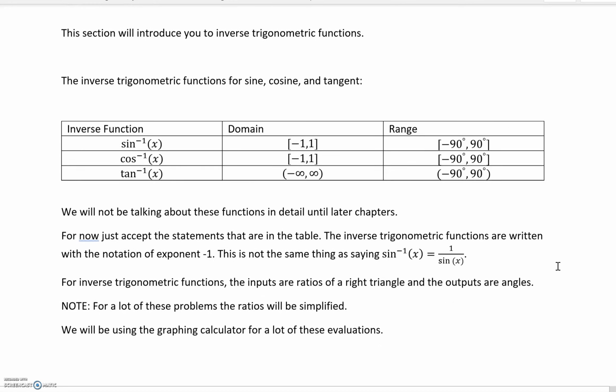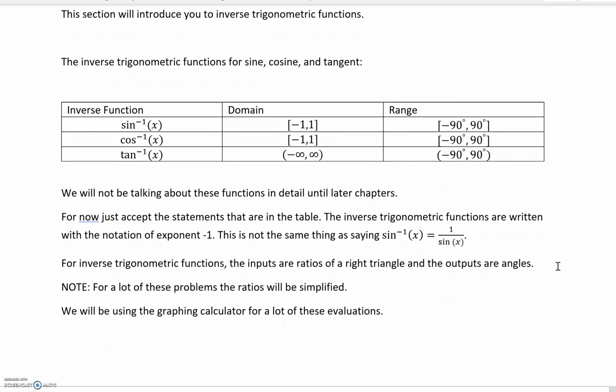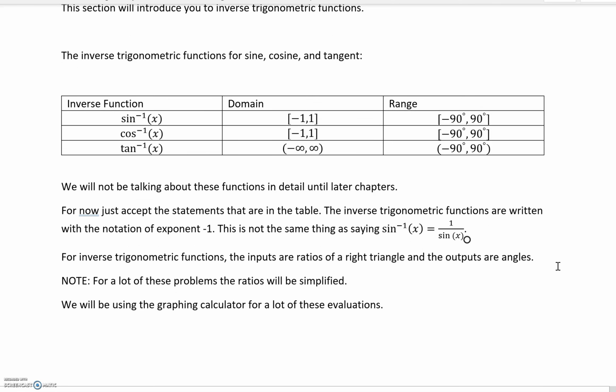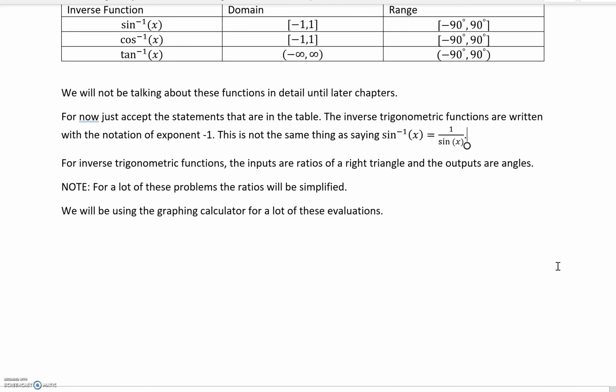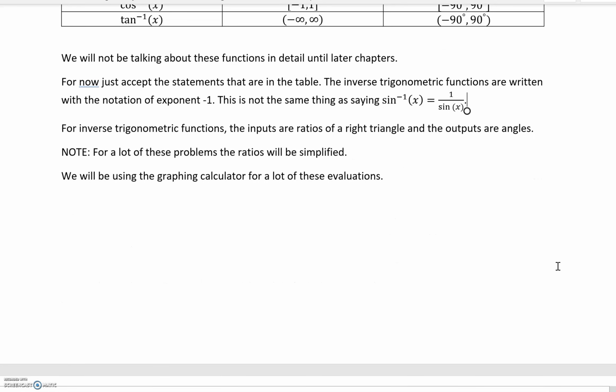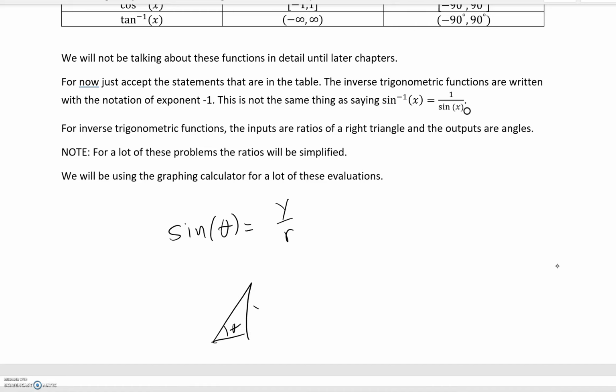For a lot of these problems, the ratios will be simplified. And we're going to be using a graphing calculator for a lot of these evaluations. So you're going to want to remember the following. For a trig function, I plug in an angle. My output is a ratio of two sides of a right triangle.